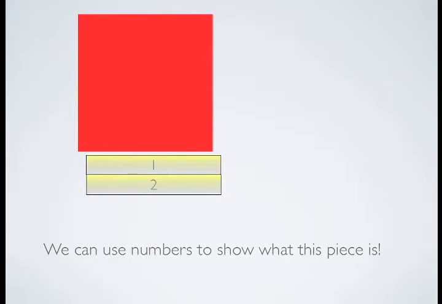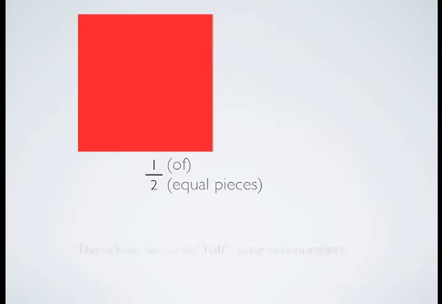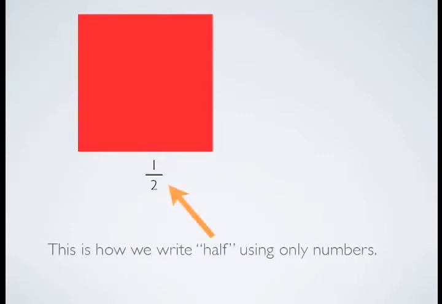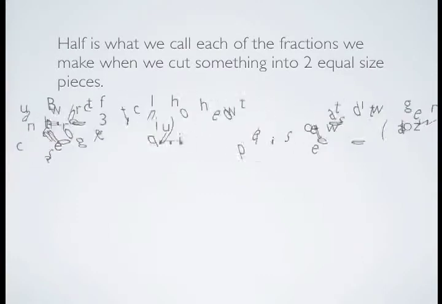Then, we'll make the ruler transparent. Transparent means you can see through it. The glass in windows is transparent. When we write 1 over 2, we mean one of two equal size pieces, or half. This is how we write half using only numbers. Half is what we call each of the fractions we make when we cut something into two equal size pieces.